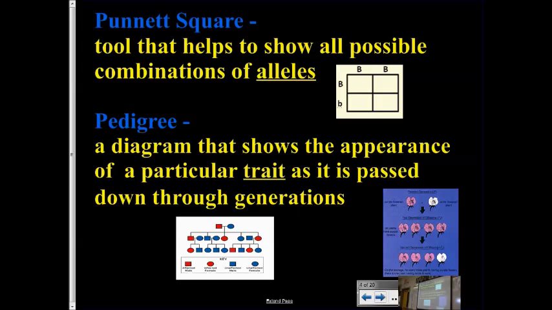Punnett Square and pedigree. A Punnett Square, and you should have already written the words down, all you have to do is the definition: a tool that helps to show all possible combinations of alleles. And it might not be a bad idea to just draw one over there. A tool that helps show all possible combinations of alleles.